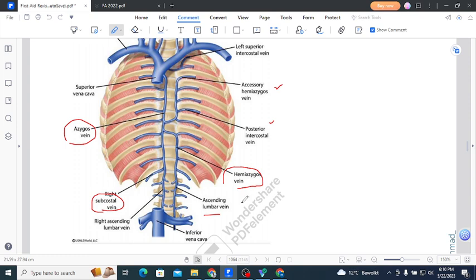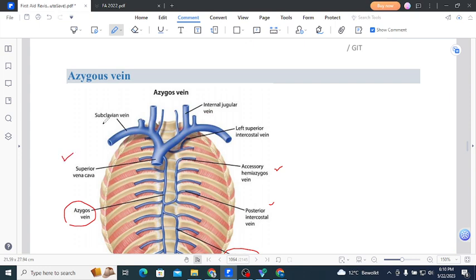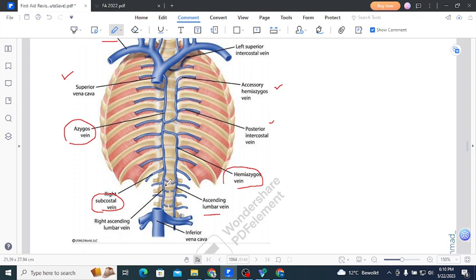So it is a collateral circulation for the inferior vena cava as per my concept, and then the superior vena cava is over here. There is the subclavian vein and the internal jugular vein and so on. So the azygous vein goes all the way and drains into the superior vena cava.